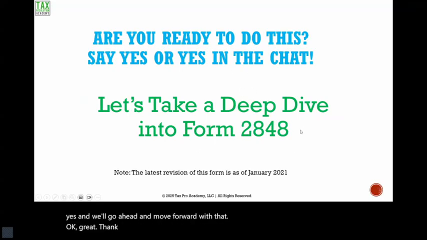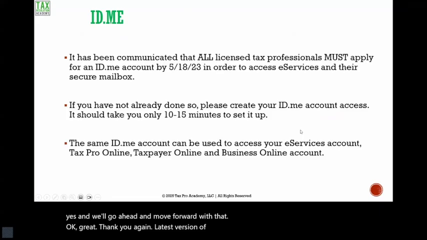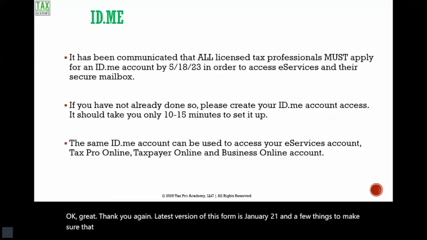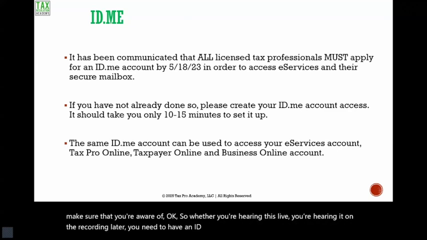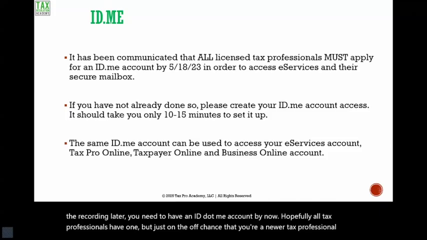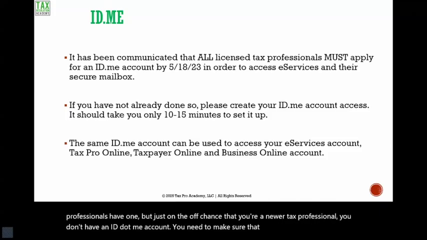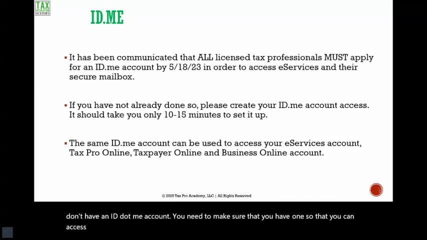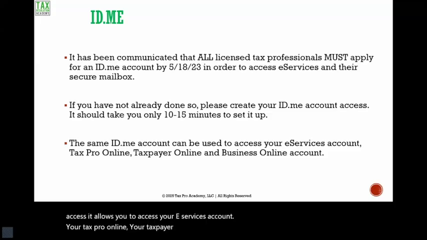Thank you. Again, the latest version of this form is January 2021, and there are a few things to make sure you're aware of. Whether you're hearing this live or on the recording later, you need to have an ID.me account. By now, hopefully all tax professionals have one, but on the off chance that you're a newer tax professional, make sure you have one. It allows you to access your e-Services account, your Tax Pro online, your Taxpayer online, your business online account, and get that information.